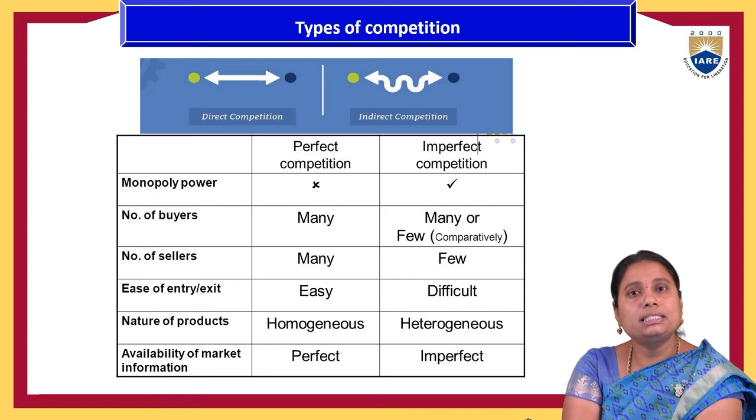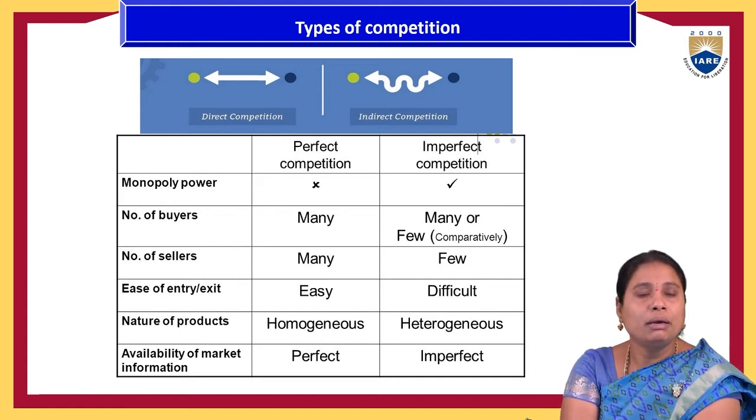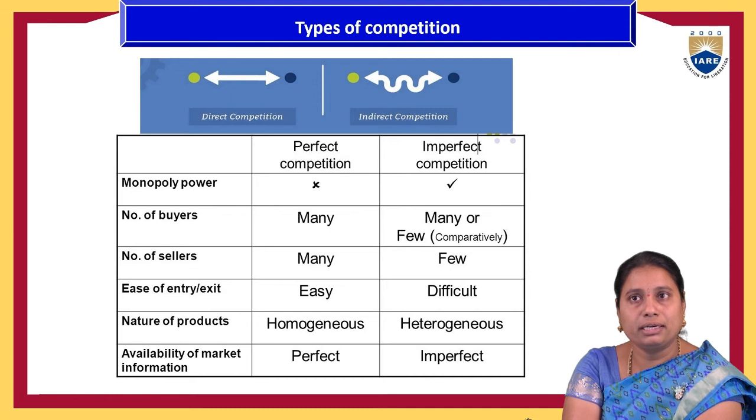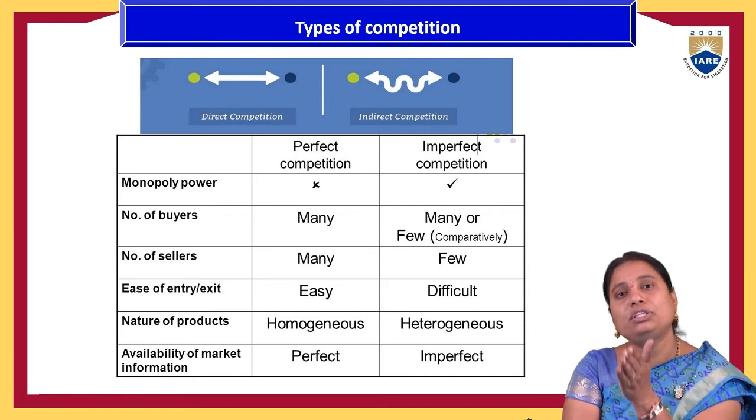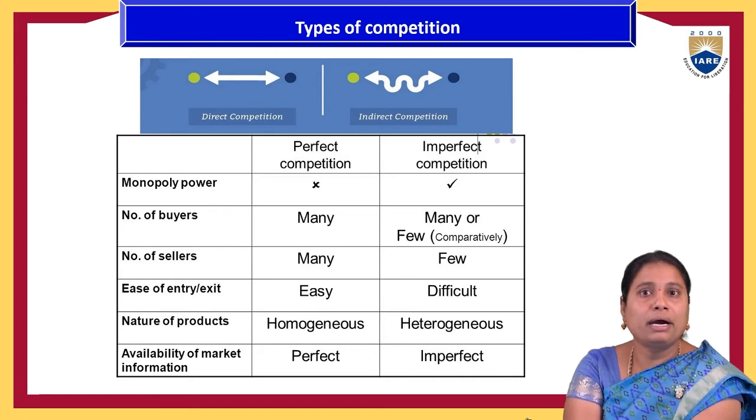It is very easy to enter and exit in perfect competition markets, but it is very difficult to enter or exit from imperfect competition markets, because homogeneous products are there in perfect competition markets, but various differentiated products will exist in the imperfect competition market.